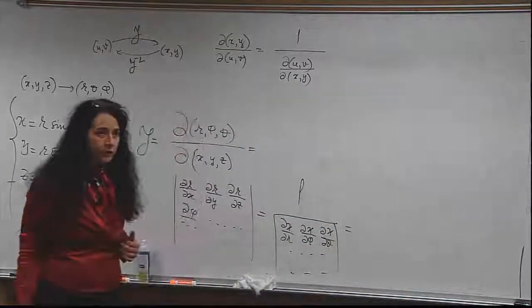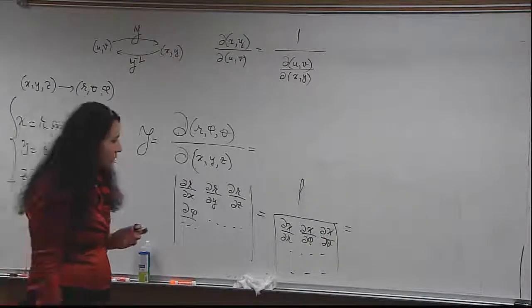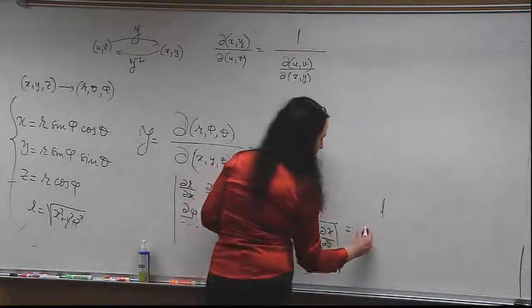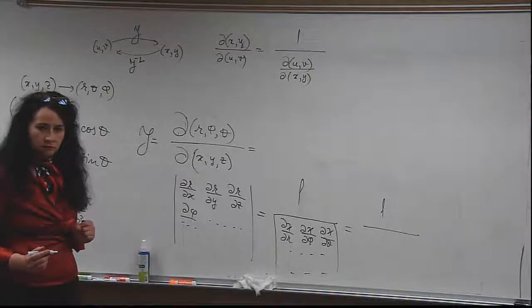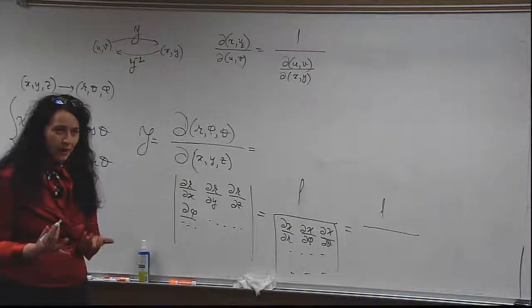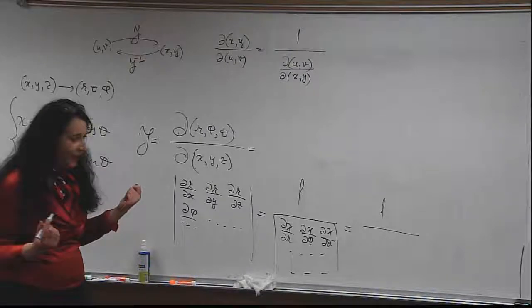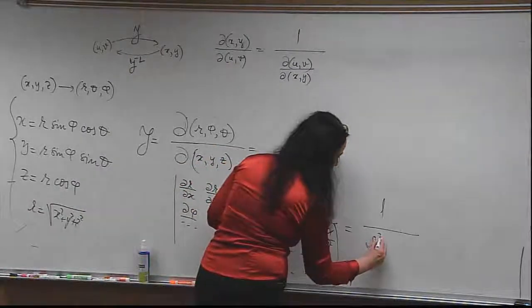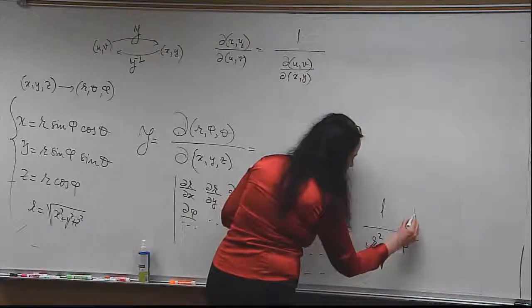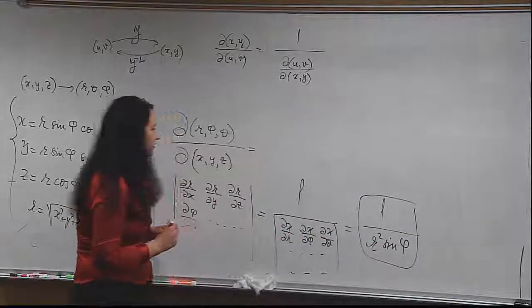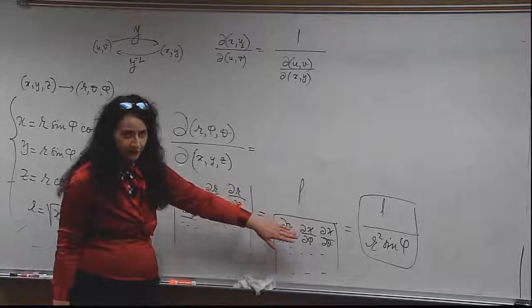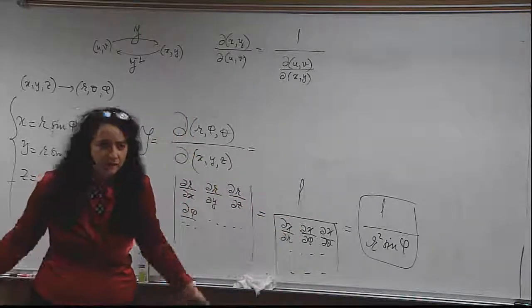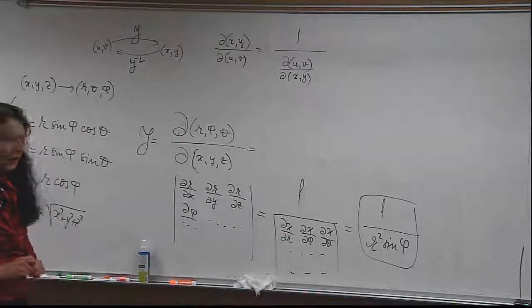Right? And you're right. What was that I just said the Jacobian was? You told me. I forgot it already. R squared sine phi, right? So if somebody's asking you to solve this problem, you don't need to write down anything. You say just 1 over R squared sine phi. I'm done.